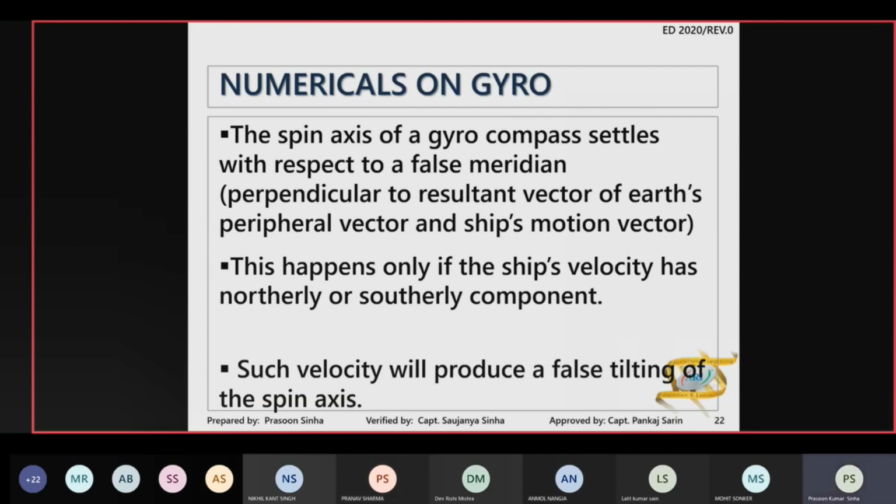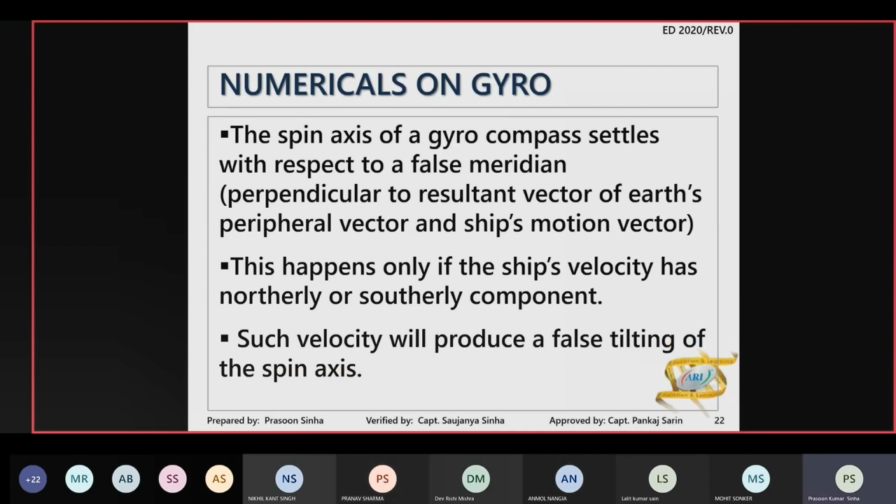If there is north or south component of the ship's movement, then the ship's motion itself, the speed at which she is steaming, that also creates a false tilt or tilting effect. Not only the Earth's motion, but when the ship is sailing, because of her course, northerly or southerly component of the course causes another tilt.